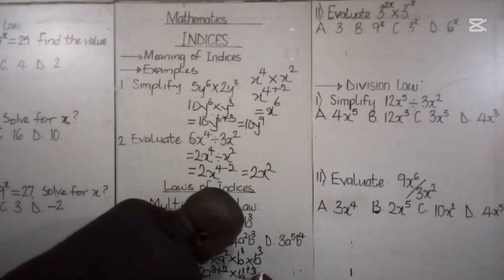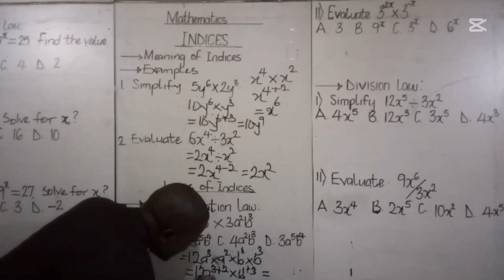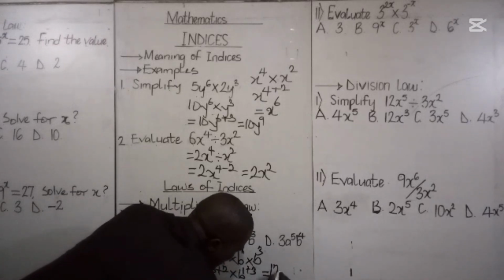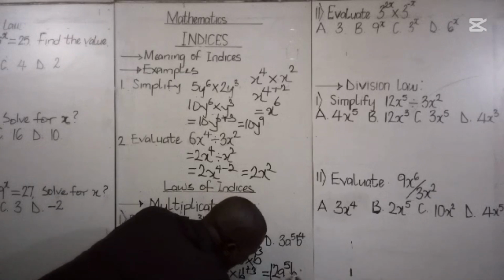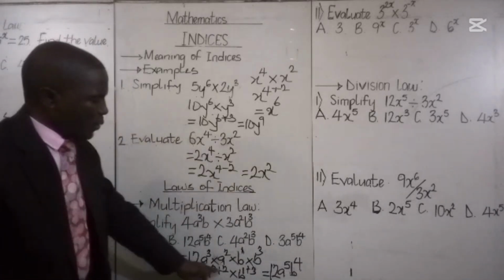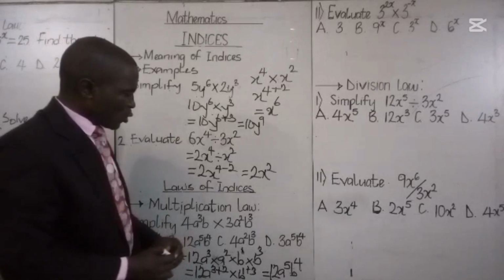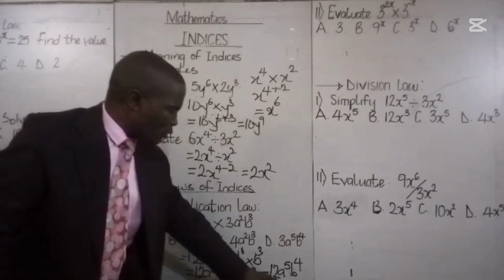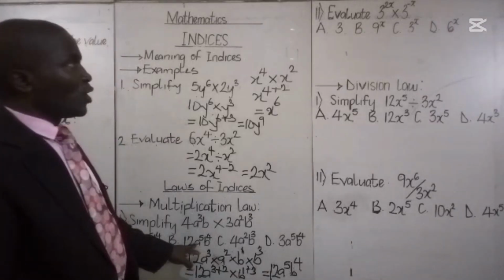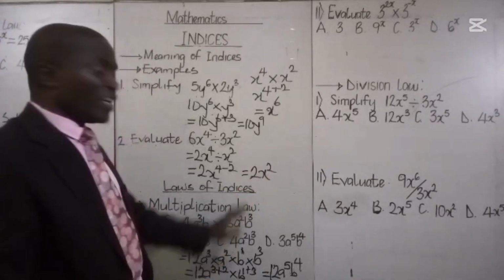So the final answer is going to be 12. 3 plus 2 is 5. So we have 12a raised to power of 5, then b raised to power of 4. 1 plus 3 is 4. 3 plus 2, that is 5. So the correct answer or the option to this question is option B. I believe it's very clear to everybody.